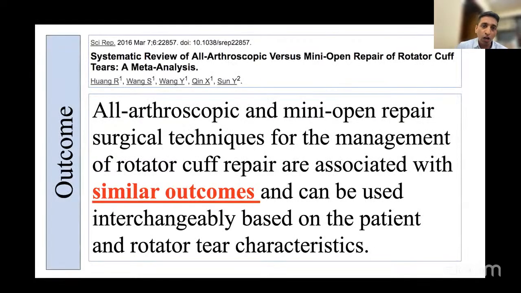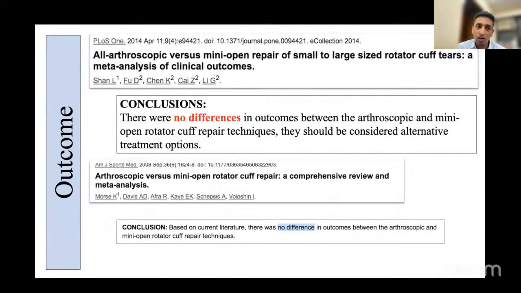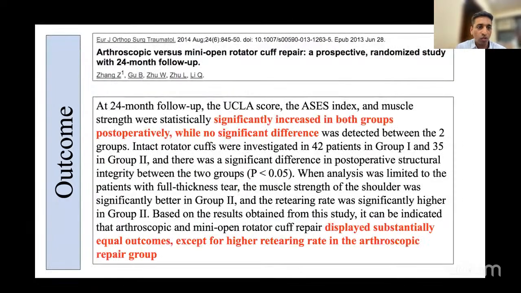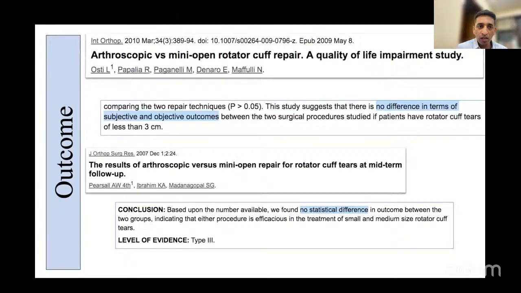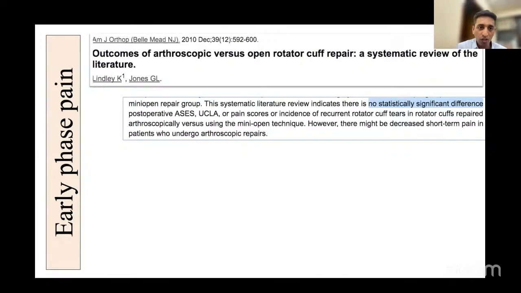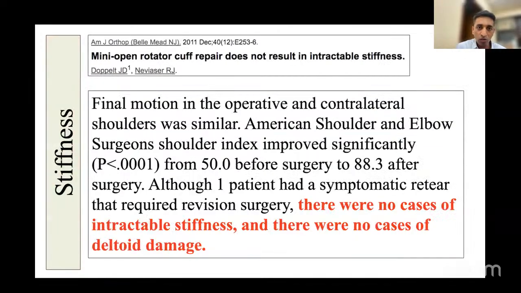We have a lot of data which show a similar outcome. Arthroscopy versus mini open, no difference. As far as outcome is considered, there is no difference in arthroscopic versus open or mini open repair. What about early phase pain? Again, there is no difference. Equivalent clinical outcome, no difference. And all these are randomized control trials or meta-analyses. Again, stiffness, there are no cases of stiffness in mini open, and there is no case of deltoid damage.